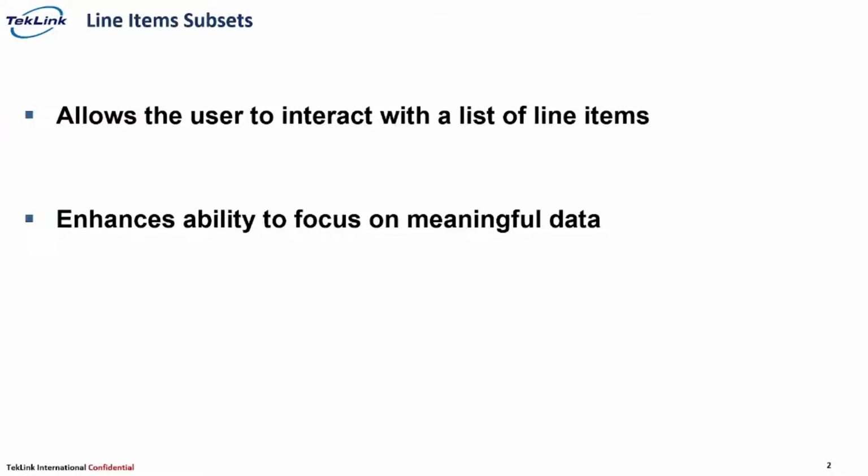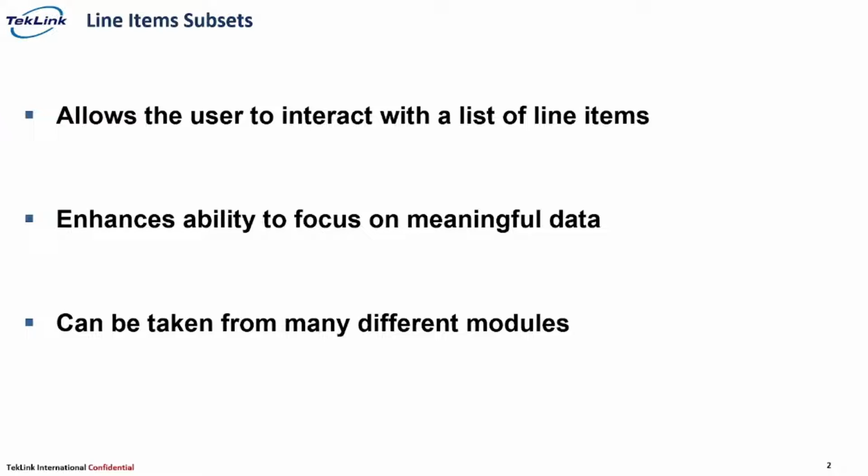By utilizing line item subsets, we can zoom in on the data that matters most, making it easier to understand and interpret our models. In addition to narrowing down line items within a single module, we can also pull them from different modules. This functionality proves invaluable when we want to analyze data across multiple scenarios or versions. By creating subsets that include line items from different modules, we can quickly identify patterns, variances, and trends, gaining valuable insights into our business operations.